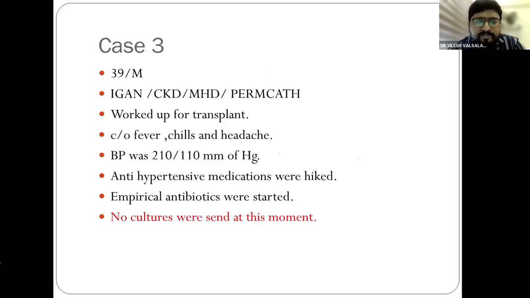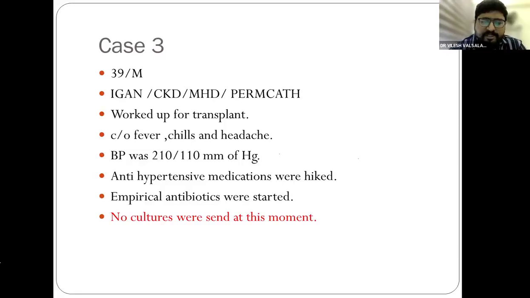Now when there is fever, chills and headache, the patient's vitals showed a blood pressure of 210 by 110 mm of mercury. So there was definitely hypertension, a sort of accelerated hypertension. So antihypertensive medicines were given. Even the doses were hiked to adjust for future blood pressure control. Empirical antibiotics were started in view of the pump cath and the fever and chills present.